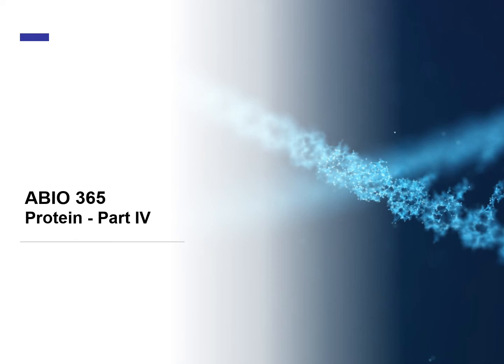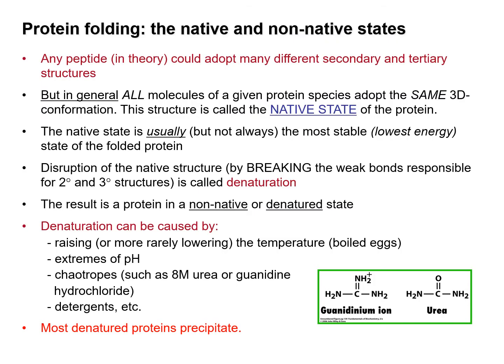Well, today's lecture covers the last part of the protein, and in here we're going to discuss more about the protein folding mechanisms as well as the protein cellular functions. The proteins can be folded in either native or non-native states, and in theory, any peptides could adopt many different secondary or tertiary structures such as alpha helix or beta sheets, and also different kinds of domains depending on their amino acid sequences within the polypeptide.